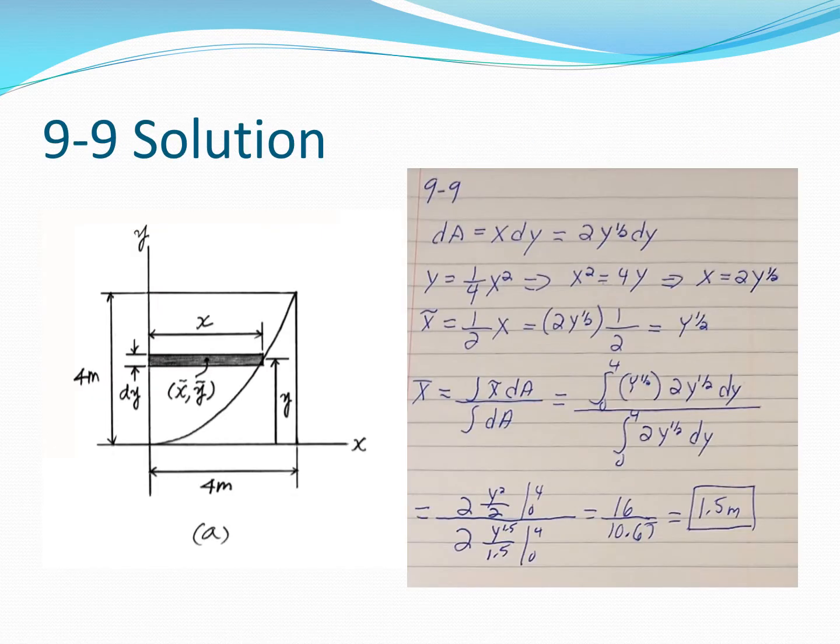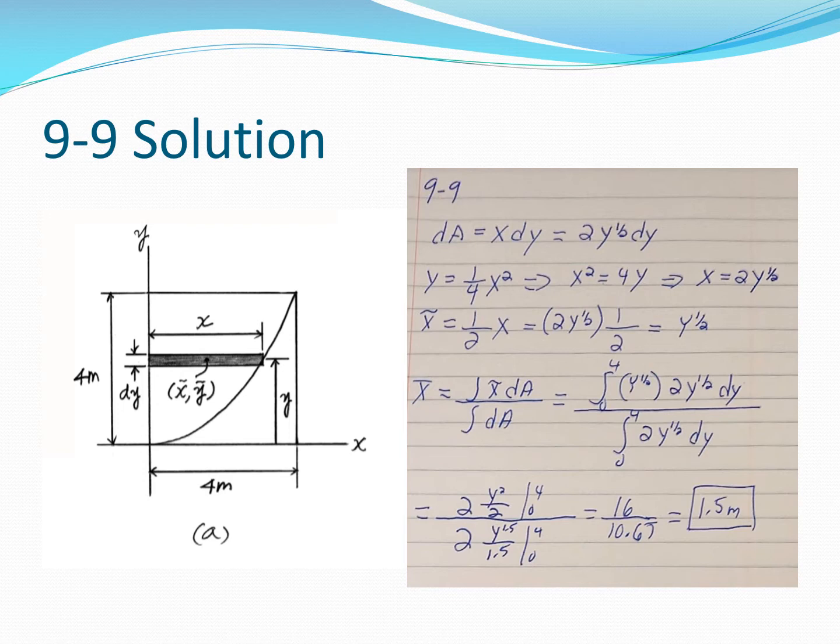In this case, I decided to pick a horizontal slab. So the length in that particular case is going to be x. The width is going to be dy, right? So that's the area of that rectangle, x dy. What we need, though, because we have dy, is x expressed in y's.